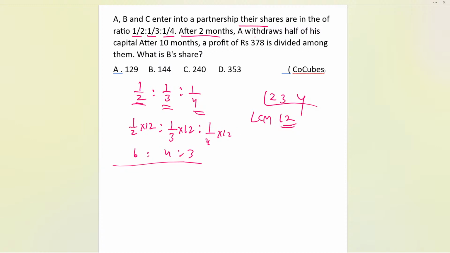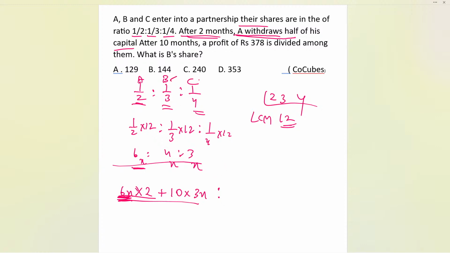Now after 2 months, what happened? A withdraws half of the capital. Let me tell you, this is A, this is B, this is C. Here we are talking about A only. Can I take x as the common factor along with each of these numbers? Yes. So 6x is the total amount he invested. After 2 months only, A withdraws half. It means for the first 2 months 6x is completely invested. For the rest 10 months, half of 6x, that is 3x, is invested. So this is the overall investment for the complete year.